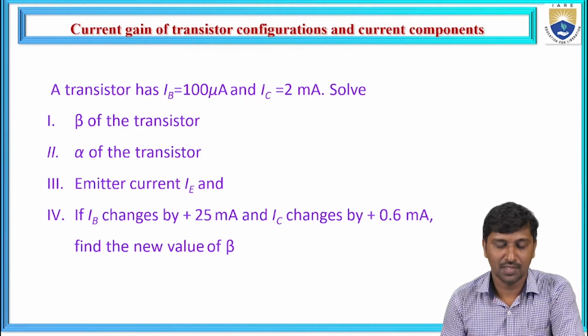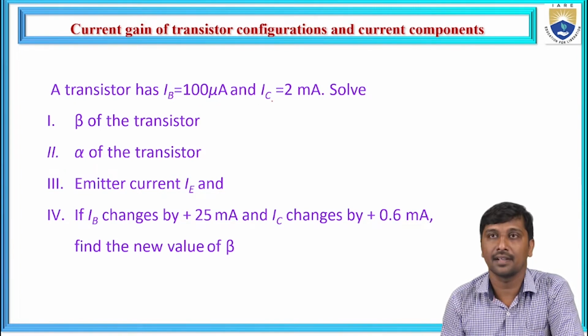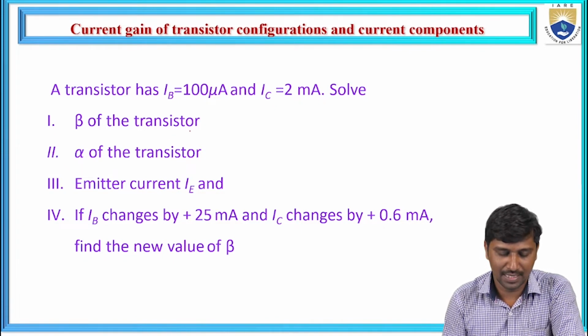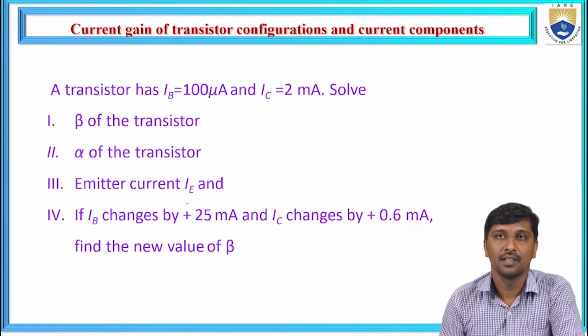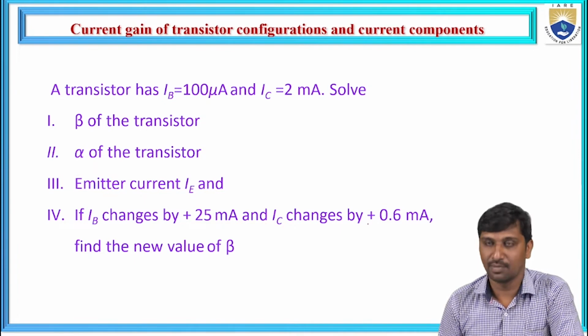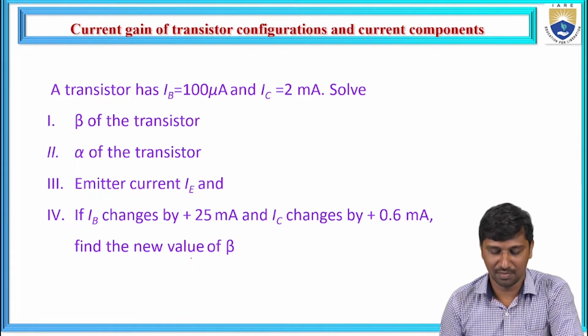First, we'll see a transistor has a base current of 100 microamperes and a collector current of 2 milliamperes. Solve for beta of the transistor, alpha of the transistor, and the emitter current. And if IB changes by plus 25 milliamperes and IC changes by 0.6 milliamperes, then calculate the new value of beta.